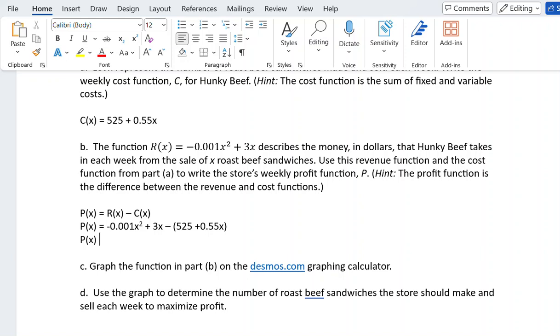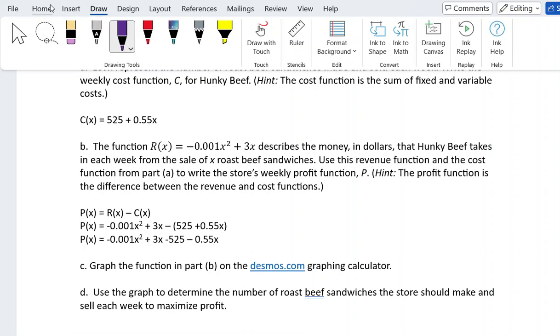P of x equals, I'm going to start with distributing. Leave the first two terms alone for now. So negative 0.001x squared plus 3x minus 525 minus 0.55x. So this minus sign here is distributed to both things in the parentheses. Let me put some arrows here to show that.